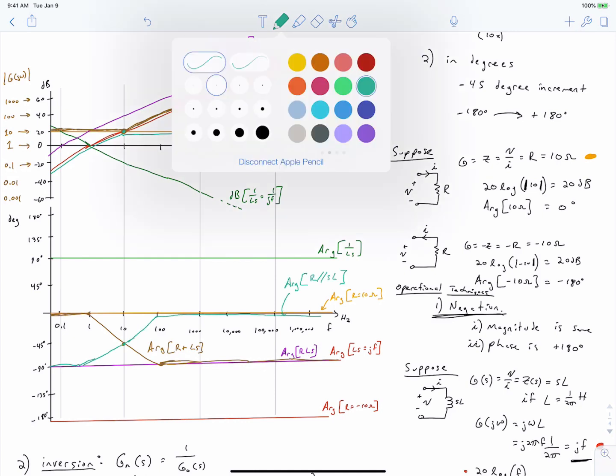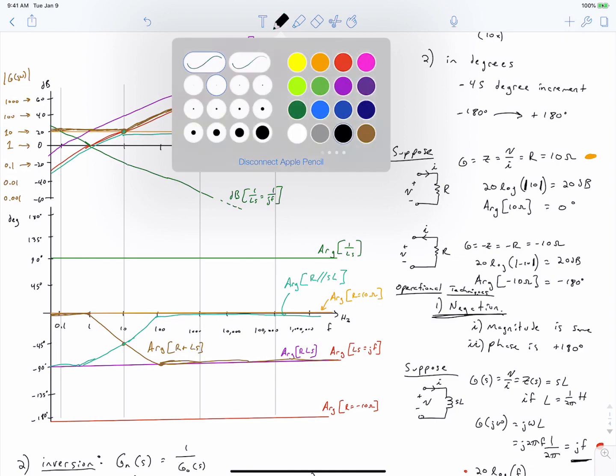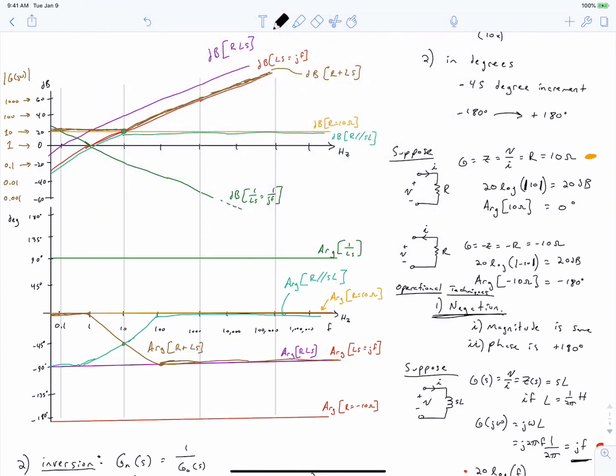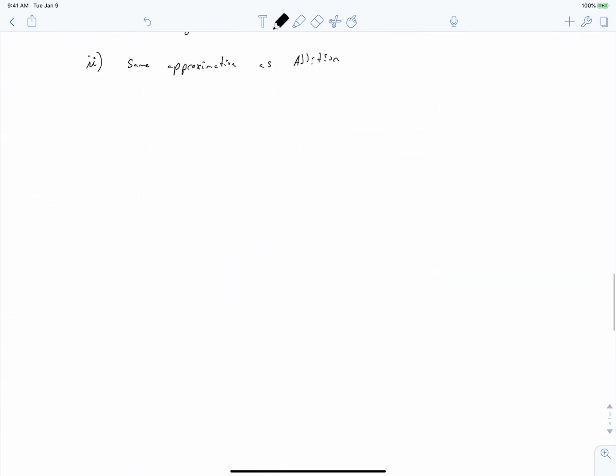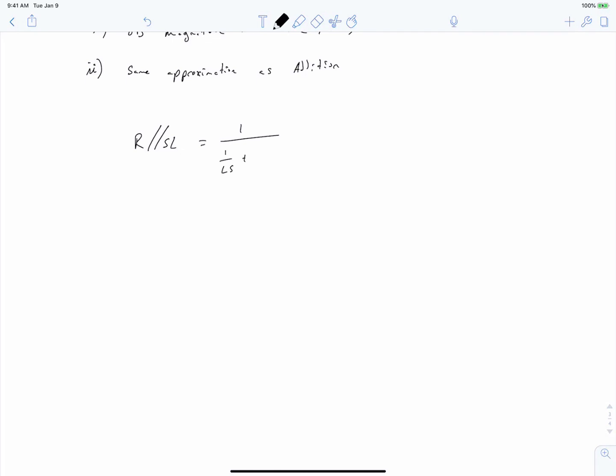Okay, so that wraps up each of the operational techniques. We're going to be practicing this in class in some active learning exercises, but I want to conclude by pointing something out to you. In a previous active learning exercise, I had you calculate the parallel combination of R with SL, and you calculated this as presumably something like the following, and then I asked you to put this into an inverted pole form, which you factored to be this expression.